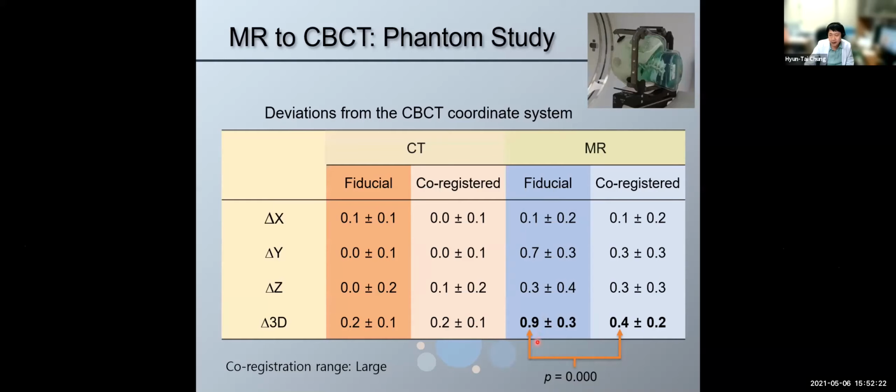It's typical. Many previous studies reported similar values, but the coordinate system showed only 0.4 millimeter difference, and there was a statistically significant difference. So I personally believe it's better to use the co-registered method. It is even better because we can get MR images without the frame. The frame itself generates a severe amount of distortion, especially in the lower regions, which are close to the frame base.